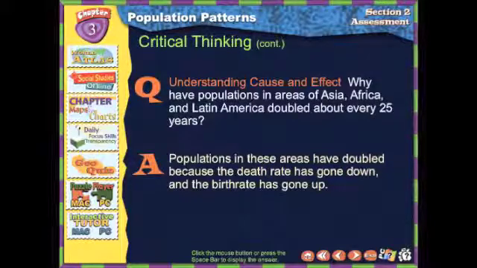You might see on the test a question that says, why have populations in areas of Africa, Asia, and Latin America doubled about every 25 years? It's simple. Combine what you know about population growth. Populations in these areas have doubled because the death rate has gone down and the birth rate has gone up.